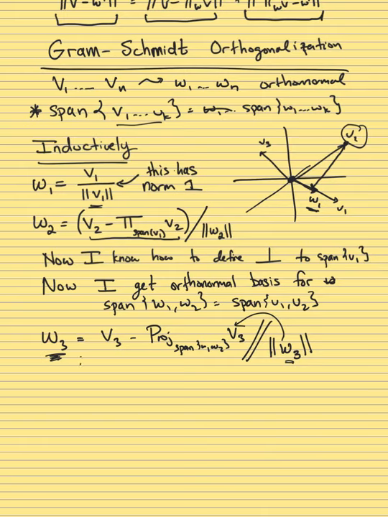You essentially take every vector V_i and inductively orthogonally project onto the subspace spanned by V1 up through V sub i minus 1. Okay, so that's it.